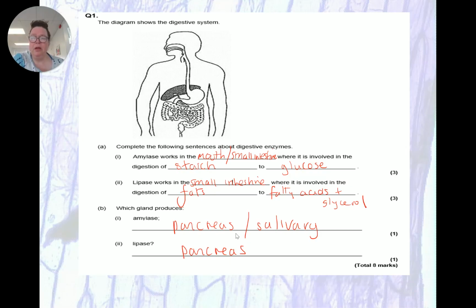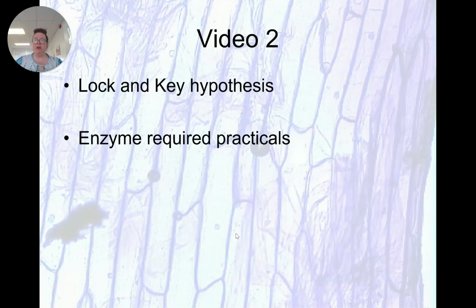Okay, so hopefully that's given you a little overview of the digestive system, an overview of enzymes. And then in the second video, which I'll be recording tomorrow, we're going to do the lock and key hypothesis. We're going to look at the enzyme required practicals. There are many, and a few more questions. Okay, so well done everyone, and I will see you on the next video.